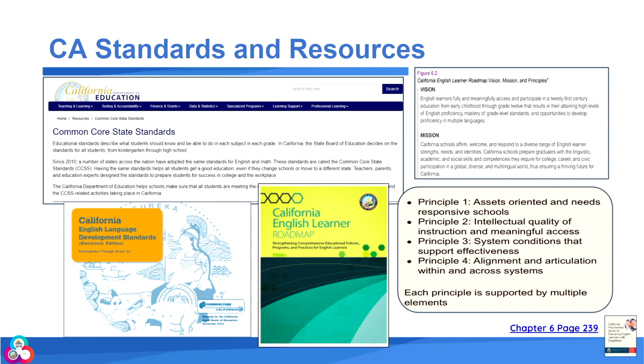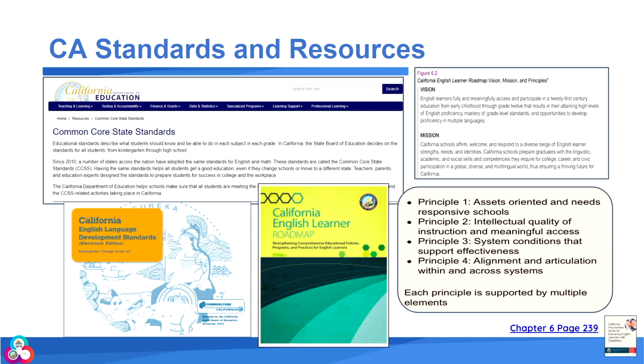California standards and resources are at the core of the work that we're going to be covering today, from the ELD standards to the content standards to the supporting principles of the English Learner Roadmap, focusing specifically on the vision and mission. There are 4 distinct principles in the English Learner Roadmap that inform the work that we do in ensuring that students have access to quality education and practices for English learners. However, Principle 4 specifically talks about alignment and articulation across systems, and Lupita's going to focus in on that later today when we look at alignment and articulation within and across systems.